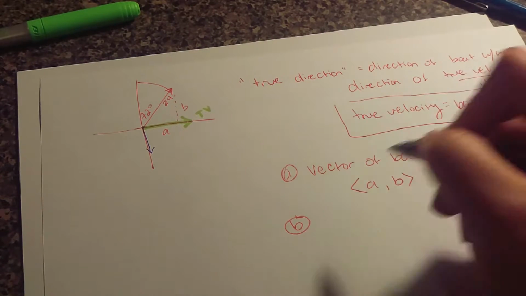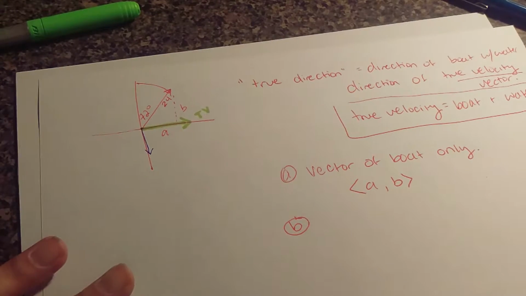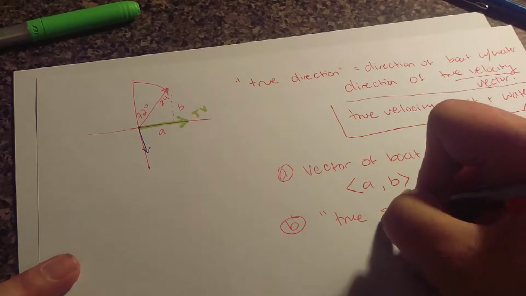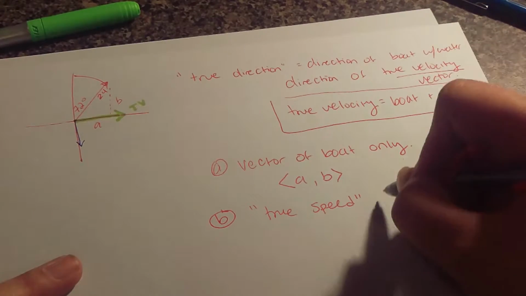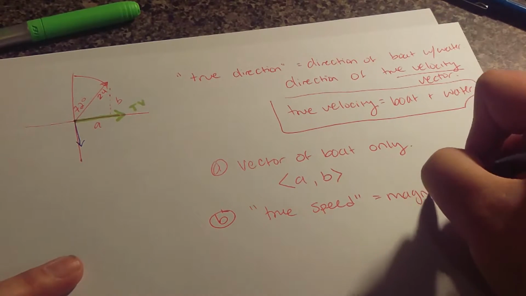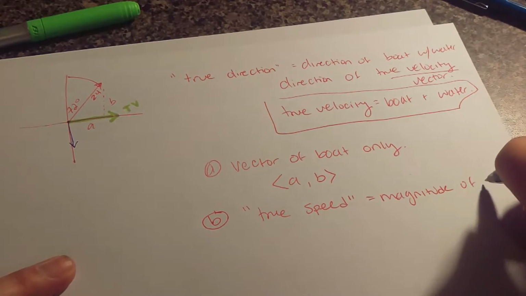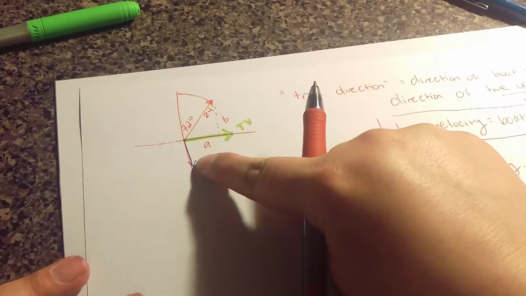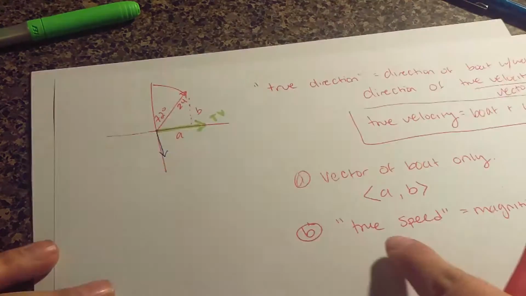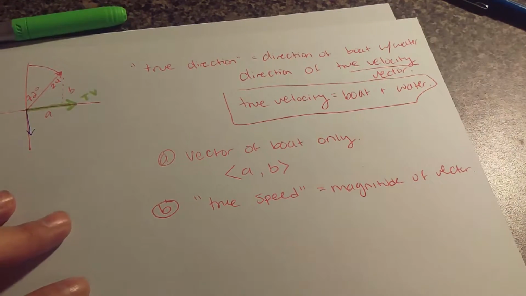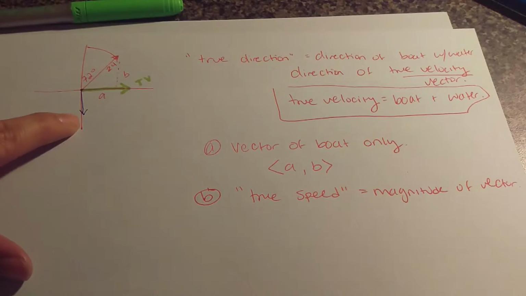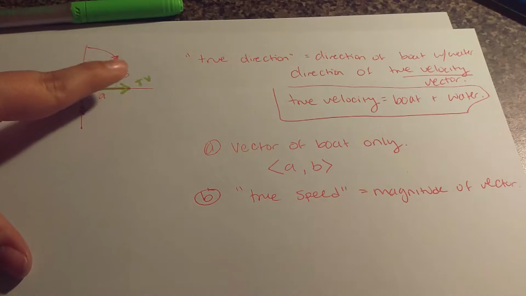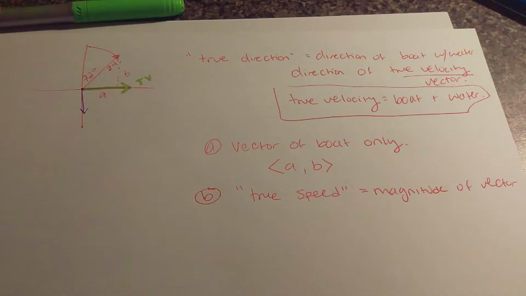Part B, find the true speed of the water. True speed, once again, means magnitude of the vector. So you have the vector for the water. You just need the magnitude of the vector for the water. Now that's not obvious because they didn't tell it to us, but we do know the true velocity is directly east. So what I'm going to do is write down everything I know.